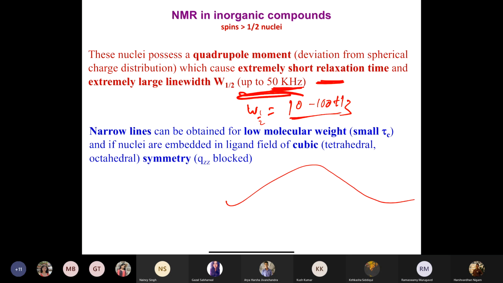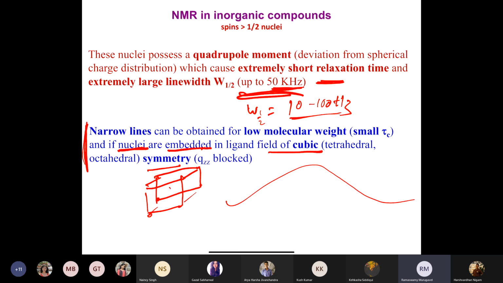Okay. However, I think this is a point I must tell you, although I'm not dwelling too much on quadrupolar NMR spectroscopy. Narrow lines can, however, be obtained for low molecular weight molecules if the quadrupolar nucleus is embedded in a ligand field which is highly symmetric. Suppose I have a symmetric field such as this. Okay, I think these are my ligands.